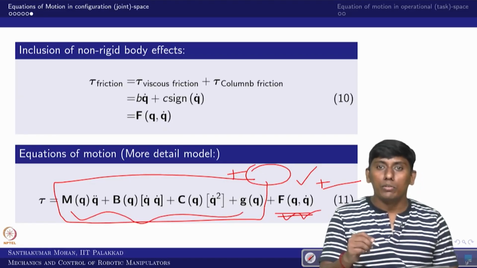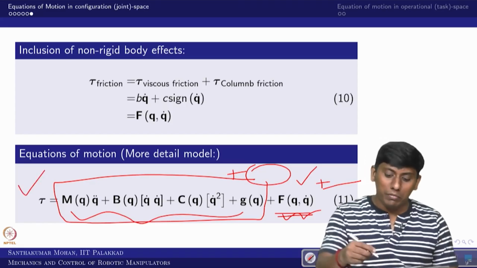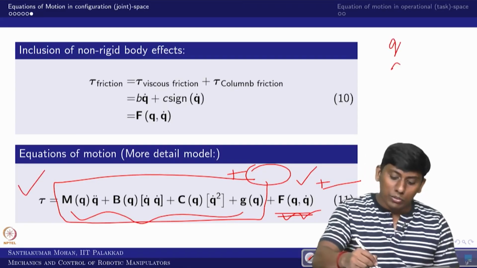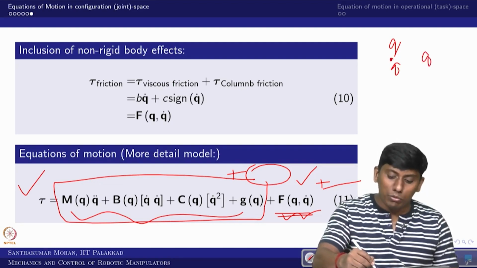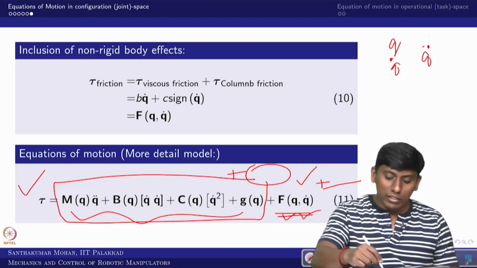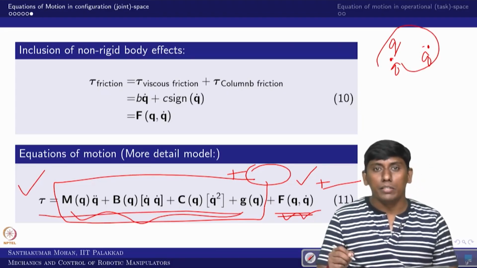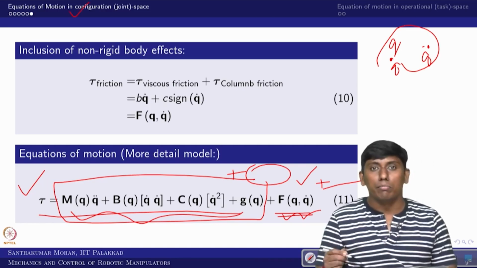Okay, so this is what we have seen, the equation of motion in joint space. Why do we say joint space? q we call the joint space state vector. q dot is the velocity of the joint space vector and q double dot is the acceleration of the joint space vector, right? So this equation of motion is written in the form of joint space, or configuration space.